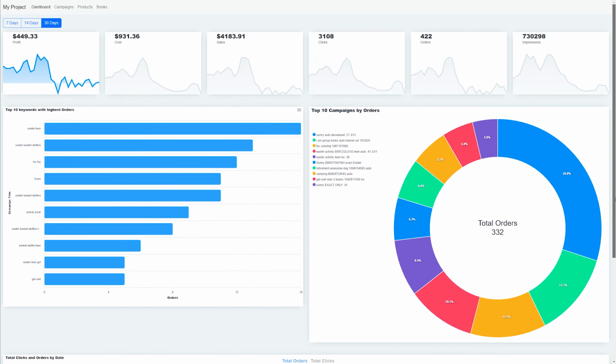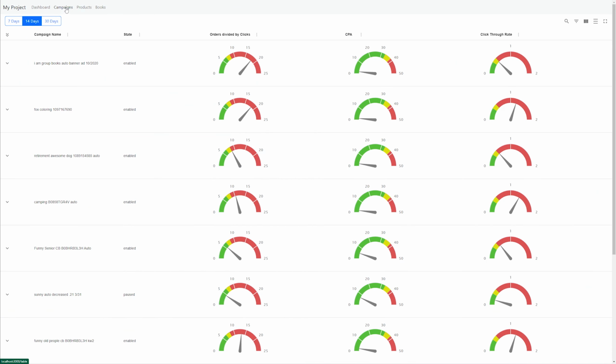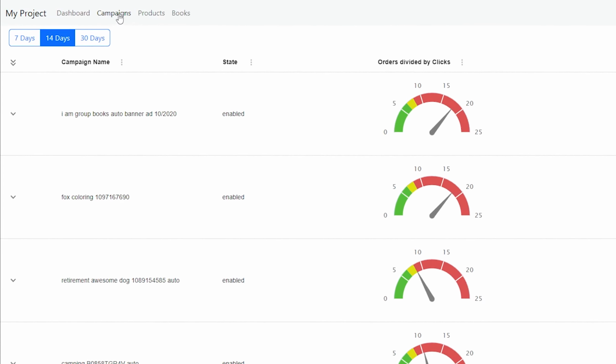The next dashboard we're going to look at is the campaigns dashboard. It shows us performance information about each campaign. It does this by providing us with three key performance indicators. For the sake of this demonstration though, we're only going to focus on the first one, which is orders divided by clicks.